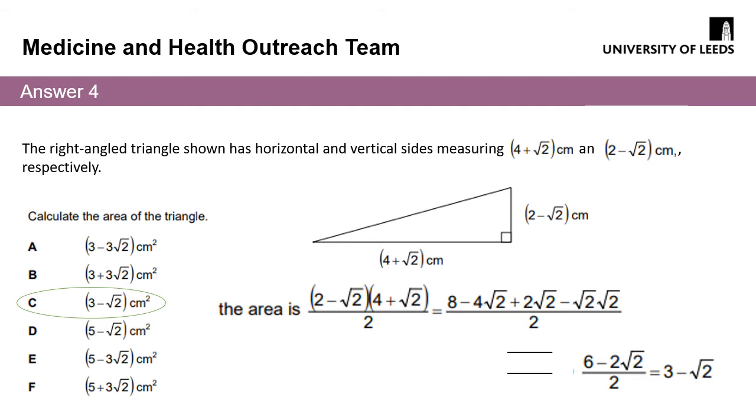This then equals 8 minus 4 root 2 plus 2 root 2 minus root 2 times root 2, all over 2. You should know that root 2 times root 2 equals 2, and that you can simplify the expression to 6 minus 2 root 2 over 2, which then equals 3 minus root 2.